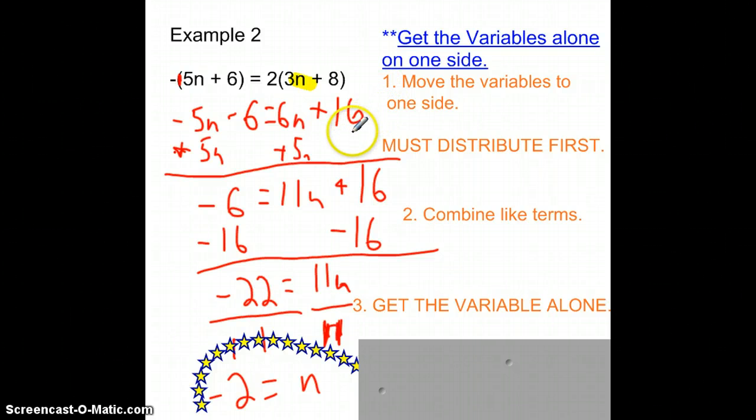Okay? Hope this is helpful. If you're curious, you can always try doing one of these two examples, moving the variables to the other side than what I showed you, and you should end up with the same answer.